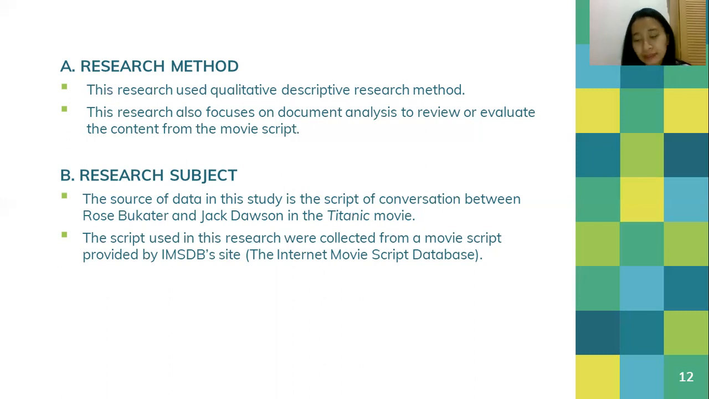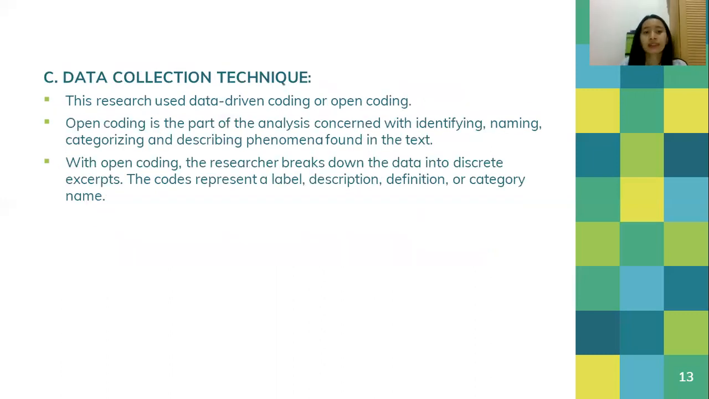And then data collection technique. This research used data-driven coding or open coding. Open coding is the part of the analysis concerned with identifying, naming, categorizing, and describing phenomena found in the text. And then, with open coding, the researcher breaks down the data into discrete excerpts. The codes represent a label, description, definition, or category name.